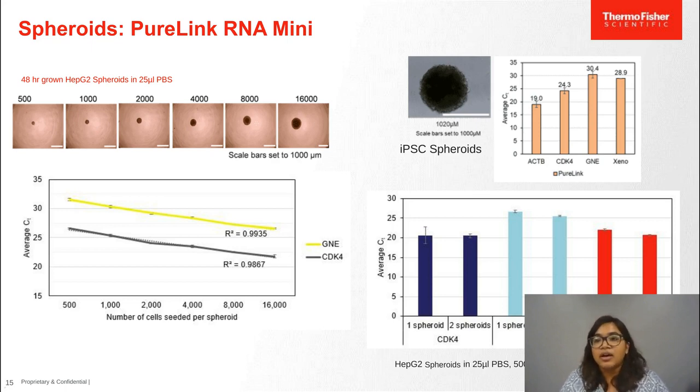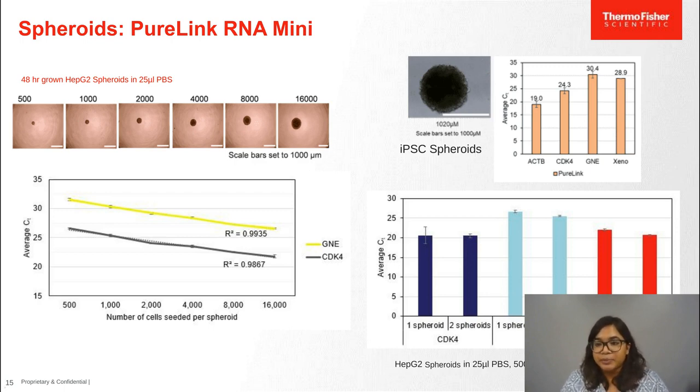And on the right, that's a representative picture of an iPSC spheroid. And the orange bars show that we added a xeno as a positive control internally, and you can see that there is no xeno inhibition. Therefore, all of these samples are pure and without inhibition.